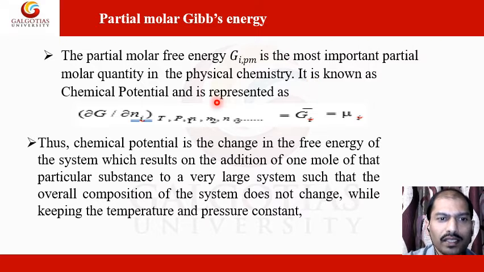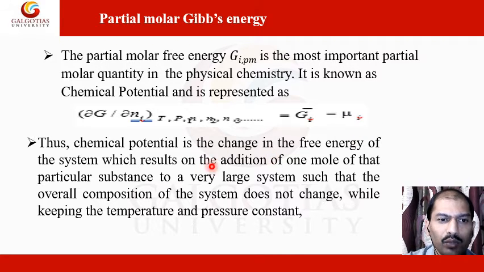It is known as the chemical potential and is represented as G, here Gi with a bar; you have to make the bar sign. So it is del G upon del Ni at constant temperature and pressure, where we are counting all the possible mixture components like n1, n2, n3, up to the ith component. That can be represented by Gi bar, or sometimes it is also equal to mu i.